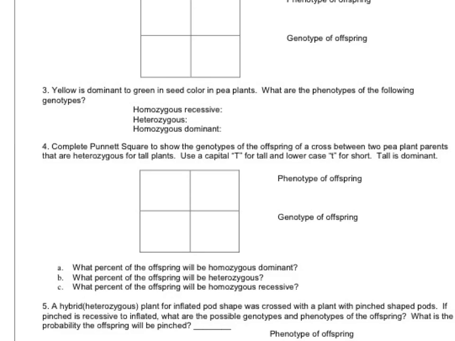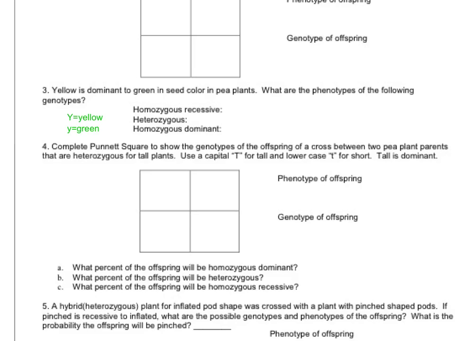Alright, this is the answer to Punnett square practice number 3. Yellow is dominant to green in seed color in pea plants. What are the phenotypes of the following genotypes? So the first thing we need to do is make our key. So there's our key. Big Y is dominant, and that's yellow, and the recessive trait is green, so it's little y.